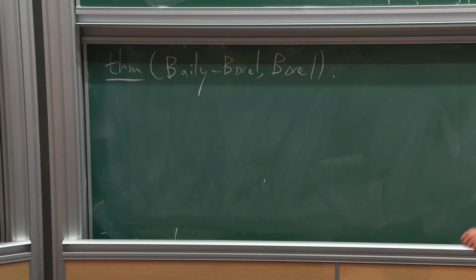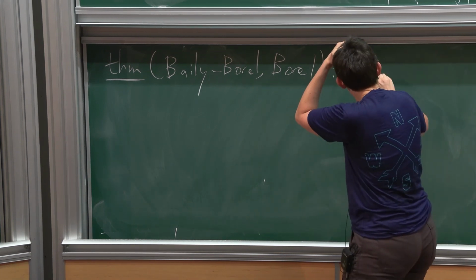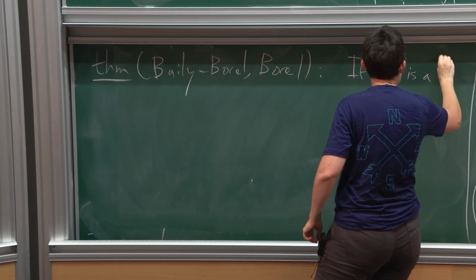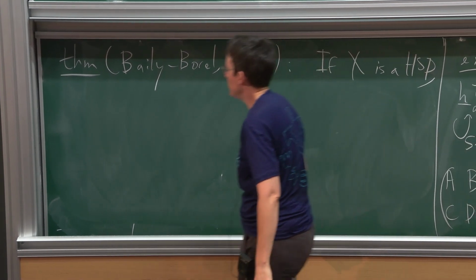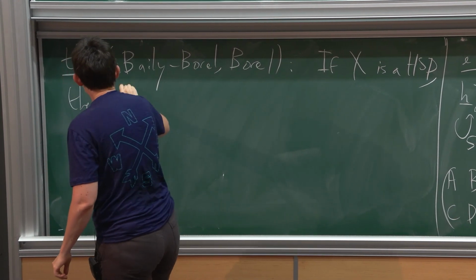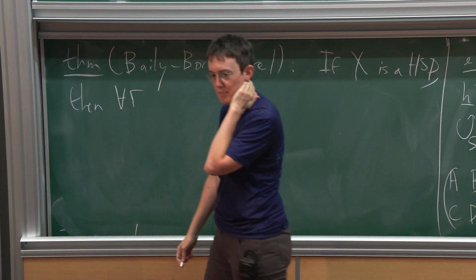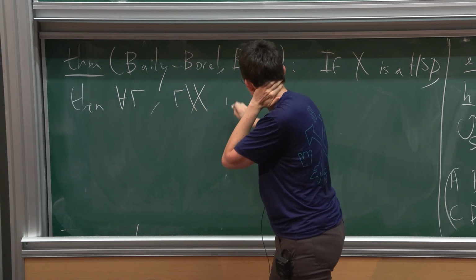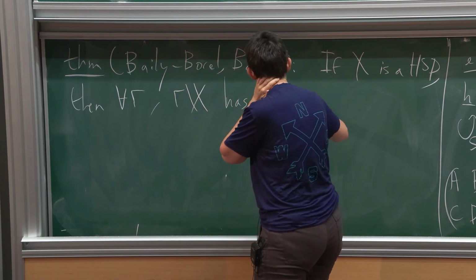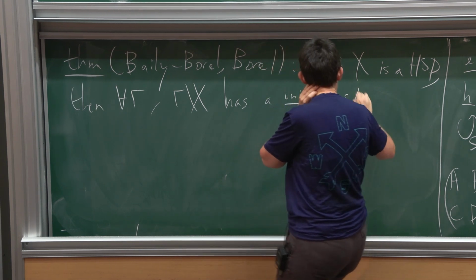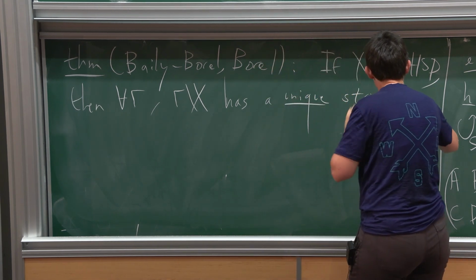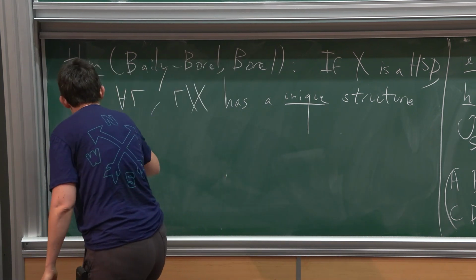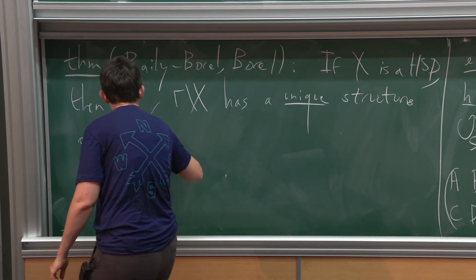The next theorem, I know who proved it. It's Baily-Borel and then Borel for some part of it. So if X is a Hermitian symmetric domain, then for every gamma, an arithmetic subgroup of G of Q, this quotient gamma under X has a unique structure of quasi-projective algebraic variety over C.